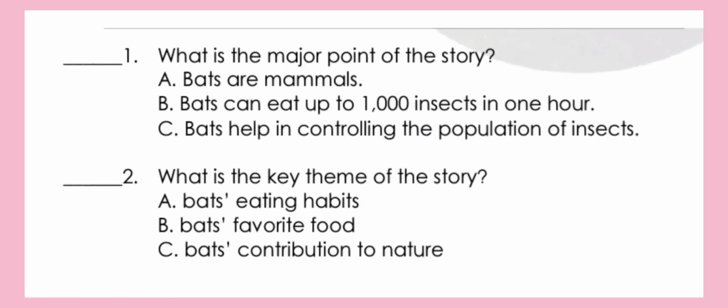Number 1. What is the major point of the story? A. Bats are mammals. B. Bats can eat up to 1,000 insects in an hour. C. Bats help in controlling the population of insects. Letter C. Number 2. What is the key theme of the story? A. Bats' eating habits. B. Bats' favorite foods. C. Bats' contribution to nature. C.